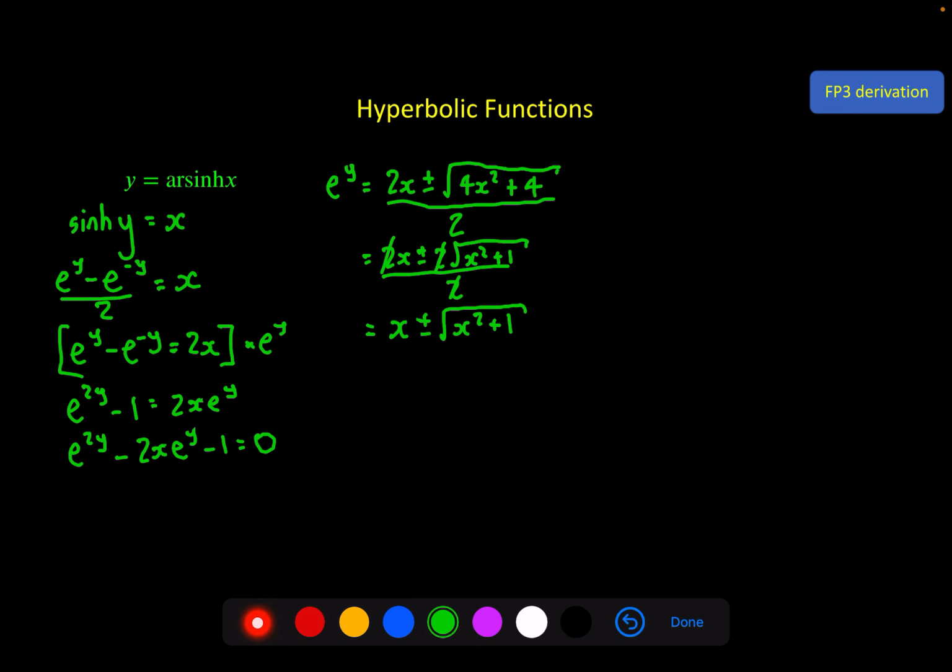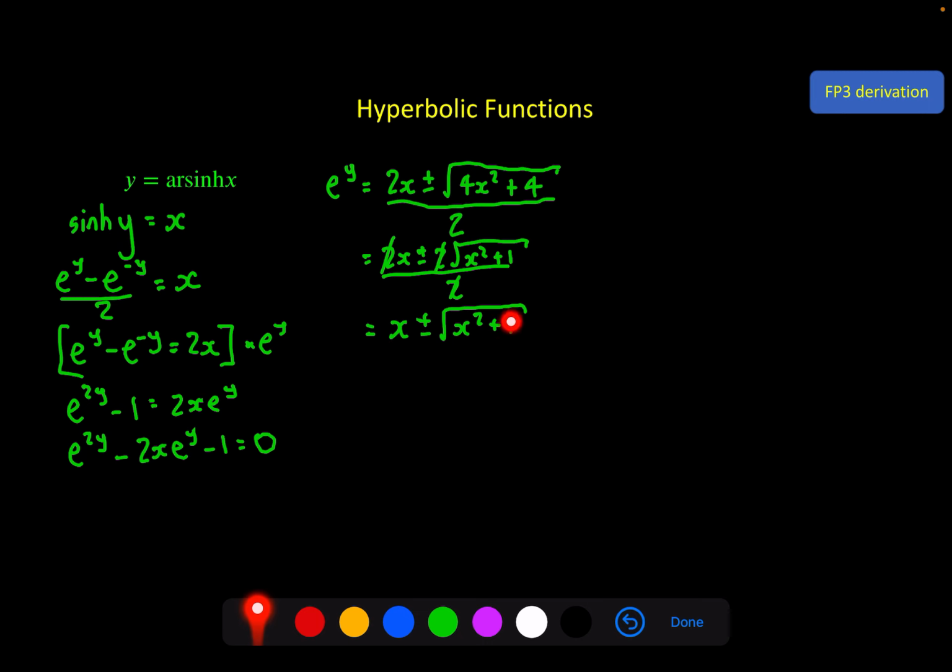Now I'm going to deal with this plus or minus here, because if you take a moment and think about this expression in the square root, I hope you can convince yourself fairly quickly that whatever this number is, if I square it and then add 1, and then square root it, regardless of what I started with, that must be bigger than x.